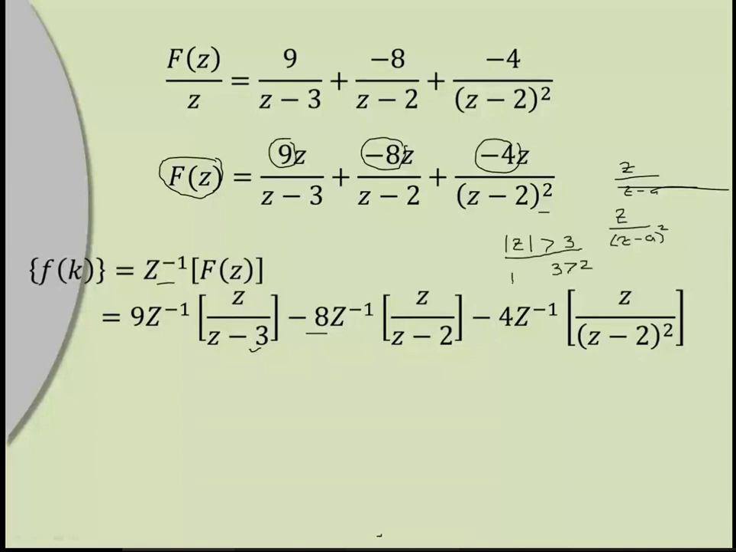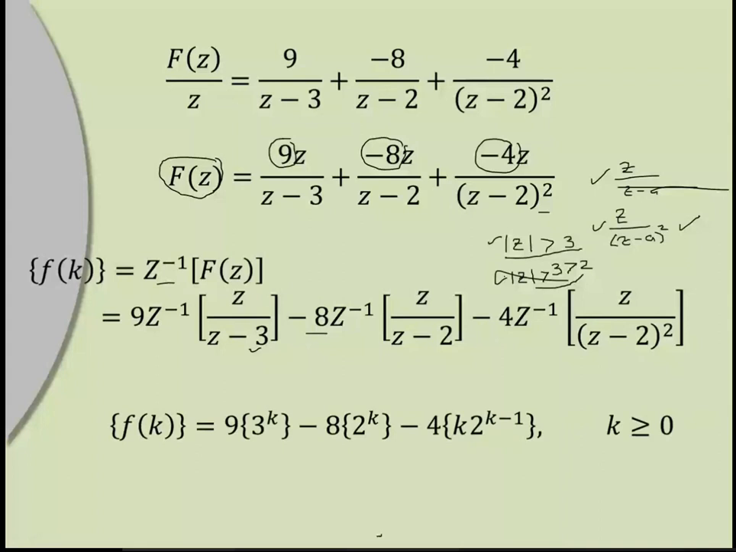So because of that, what happened? Mod z is greater than 3 and 3 is greater than 2, so mod z becomes greater than 2. And if you know the relation between z and a, the inverse of z upon z minus a is a raised to k, and for z upon z minus a square that formula also we know. So make use of those formulas to get the inverse z transform, just knowing this relation and using the standard formulas.